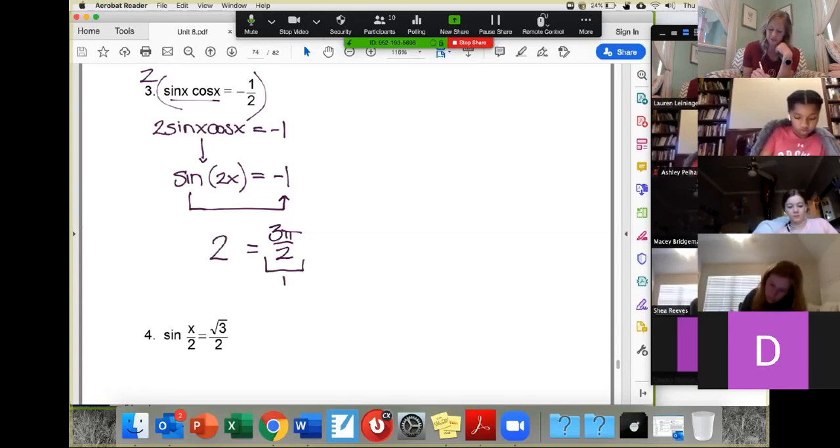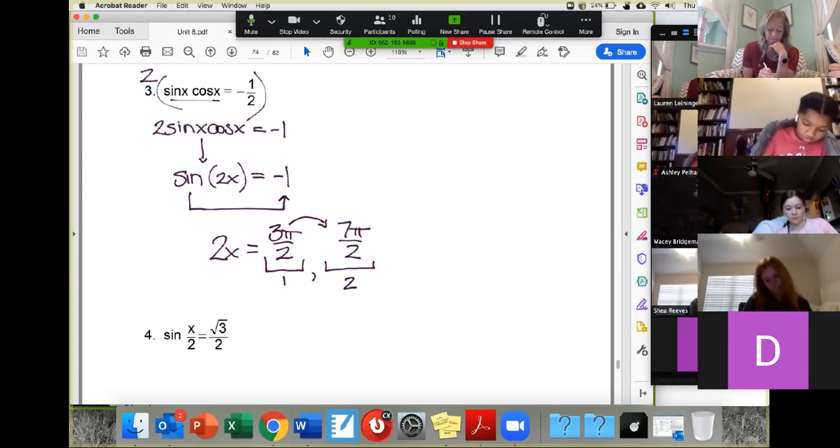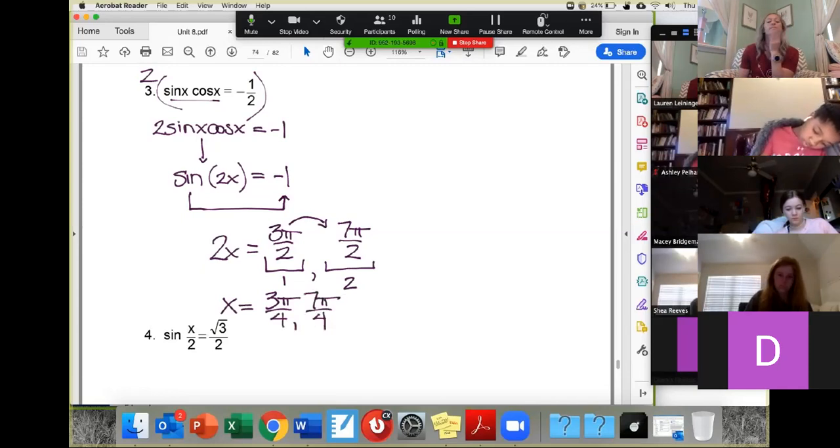But these are my answers for 2x, so I need to go a second rotation. So add 2 pi in terms of halves to my one answer, which gives me 7 pi over 2. And I finish up by dividing all my answers by 2, or multiplying the bottom by 2. So my answers for this are 3 pi over 4, 7 pi over 4.